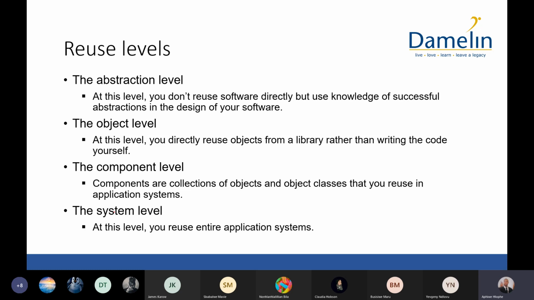And then obviously the highest level of reuse would be reusing an entire system, okay? And this is the system level reuse. At this level, you reuse an entire application system. So these are the different options that you do have available to you.